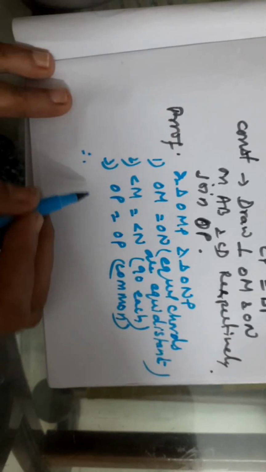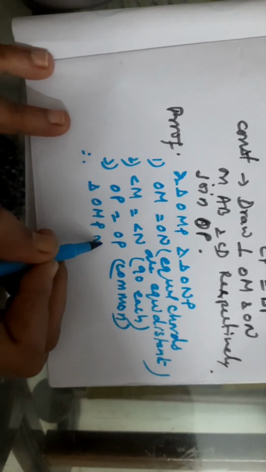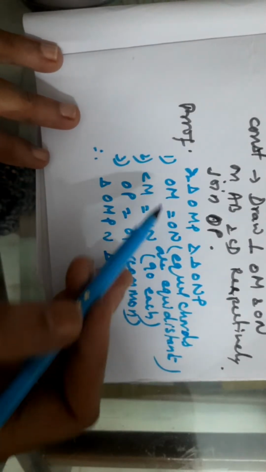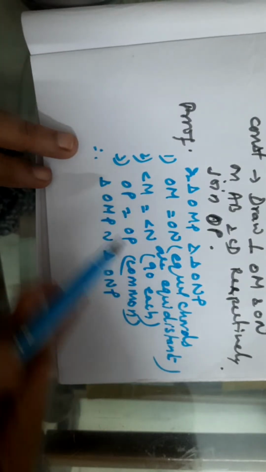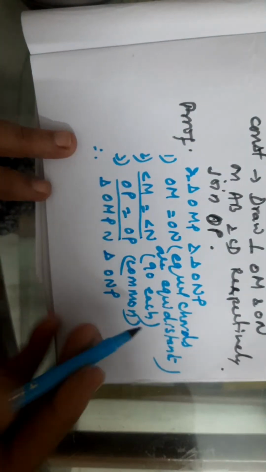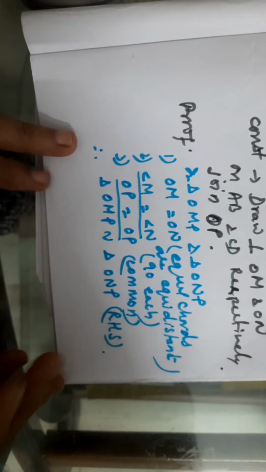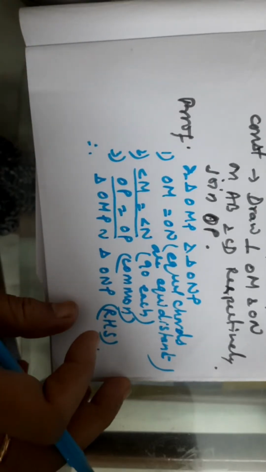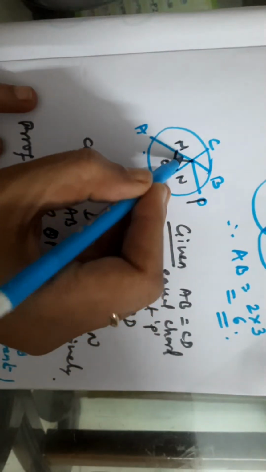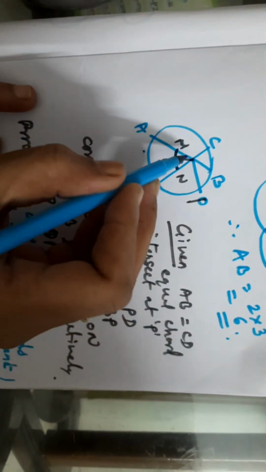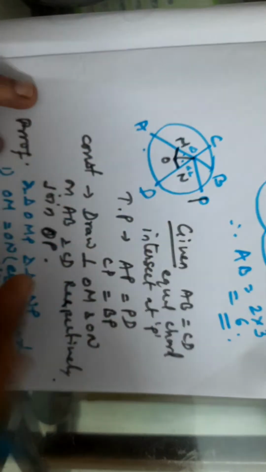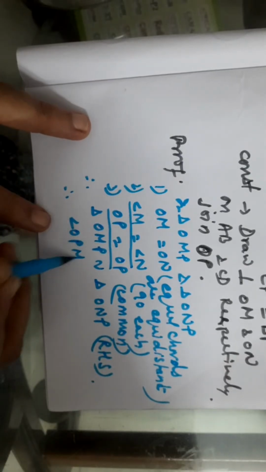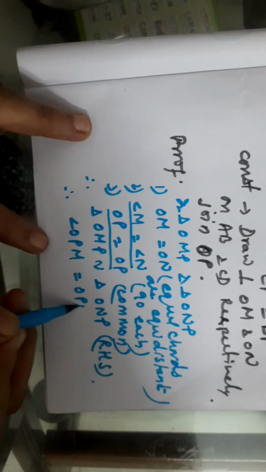Therefore, triangle OMP is congruent to triangle ONP. How did they become congruent? By two sides and one angle being equal. Moreover, OP is the hypotenuse and the angle is 90, so we call the property RHS. As the triangles are congruent, we can make the angles equal. If I consider these to be angle 1 and angle 2, then angle OPM is equal to angle OPN.